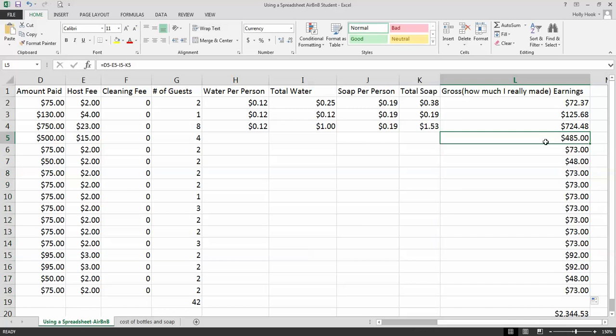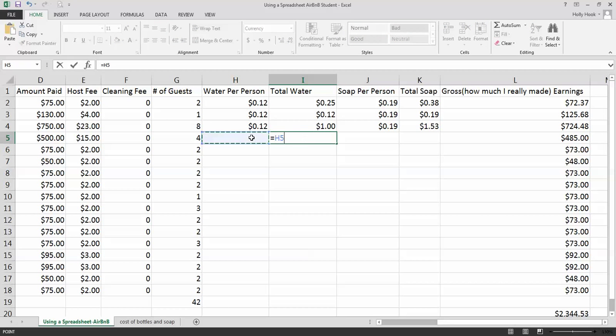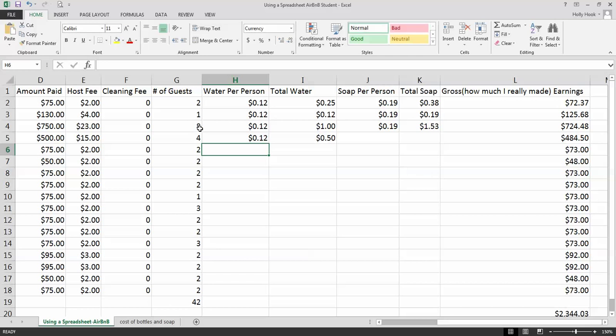Notice right now, the only thing it's accounting for is my minus $15, because I haven't figured out the water per person and the soap total and the water total. As soon as I calculate that information, it will automatically update that for me. So there, it took out that 50 cents. You can do that for so on and so forth.